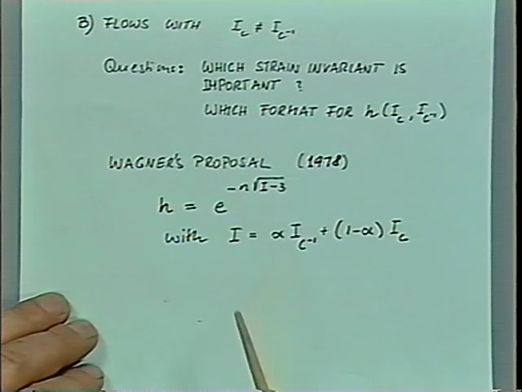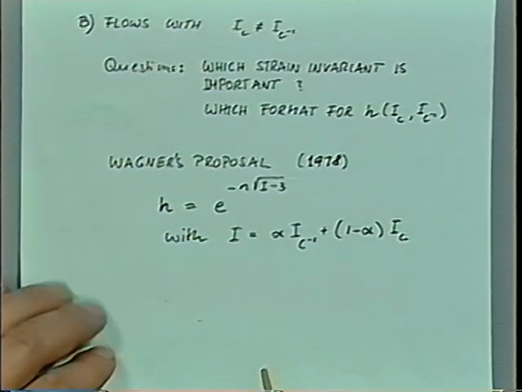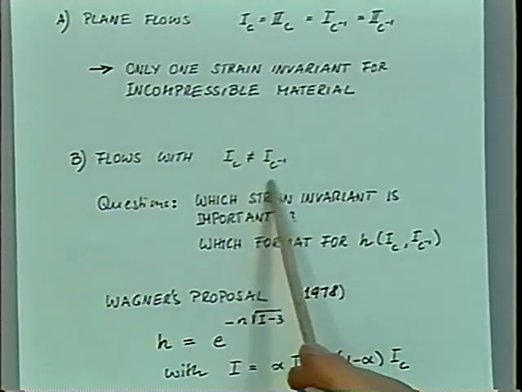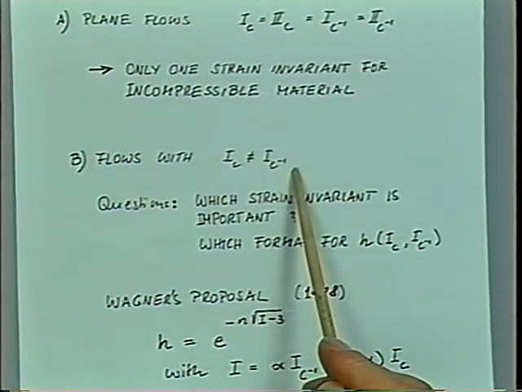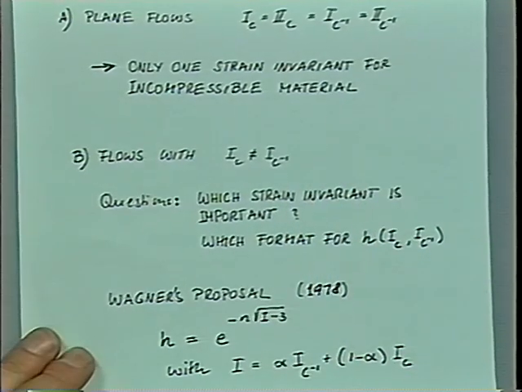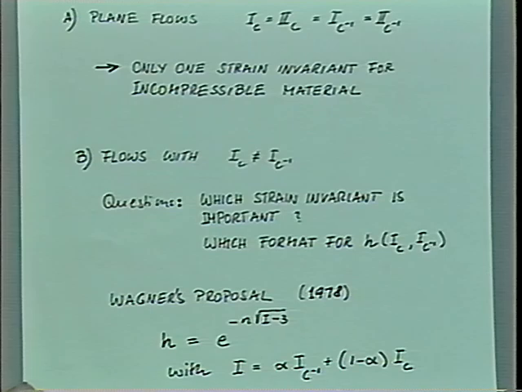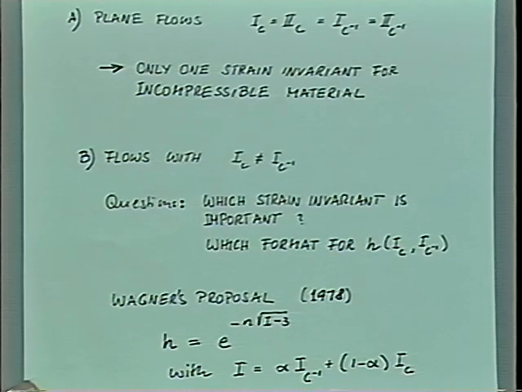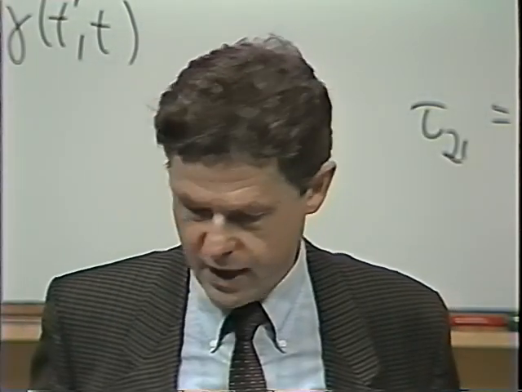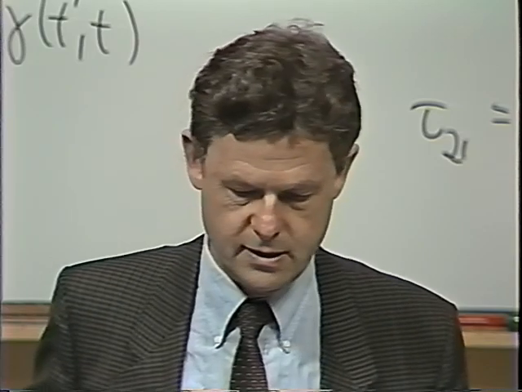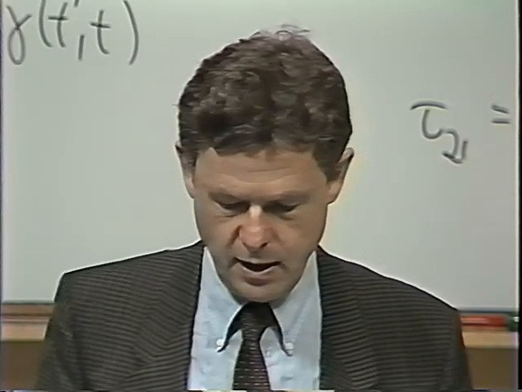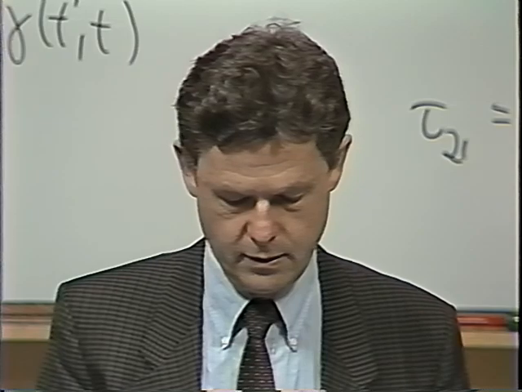Indeed, he looked at the startup of extensional flow. Uniaxial extension is a flow where those two invariants are different from each other. So he had startup of uniaxial extension. The classical data from Meissner and from Laun and Münstedt were available at that time. So he looked at this data and modeled them, and he found that the strain function which he should use in this case should be of this type of decay.